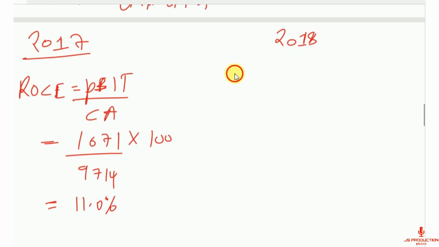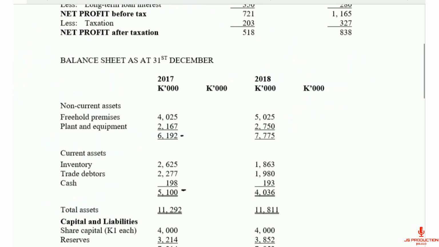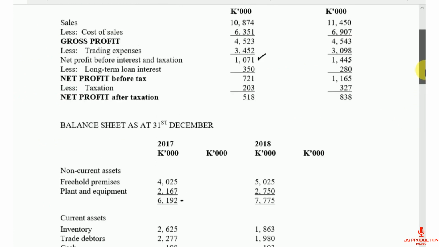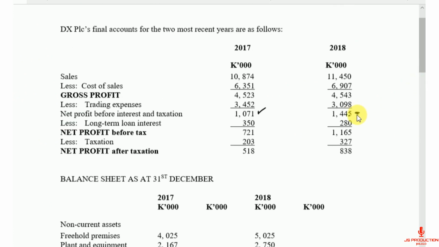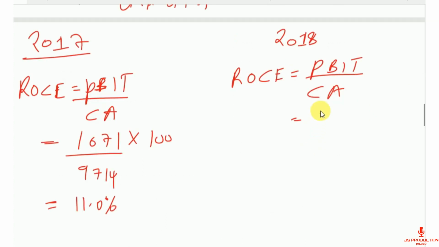So, return on capital employed. Profit before interest and tax divided by capital employed. For 2018, we said that the profit before interest and tax is 1445, divided by capital employed. You just do the same thing.